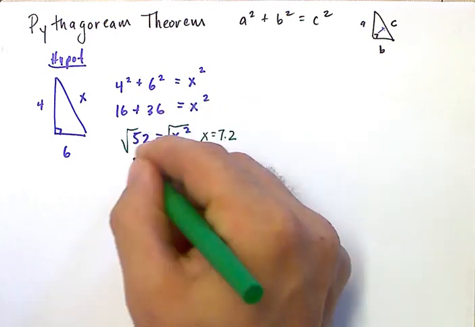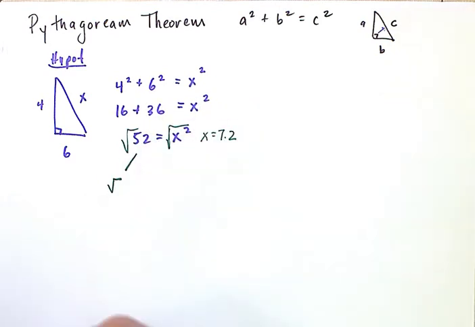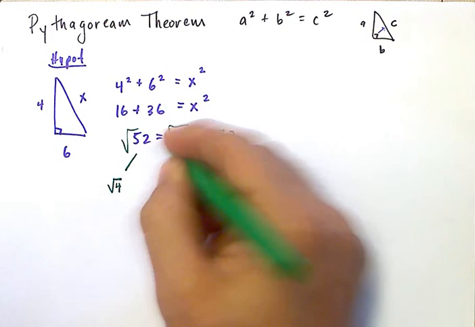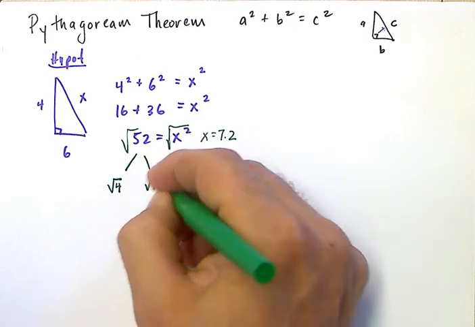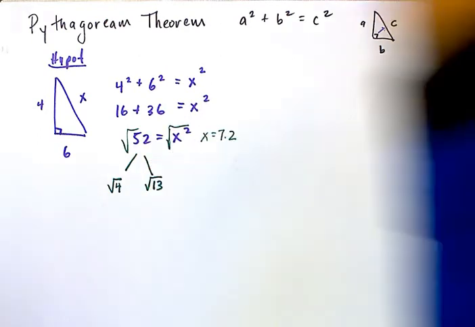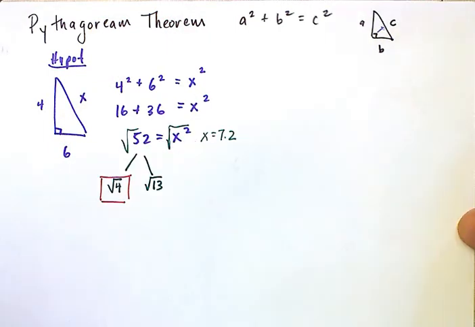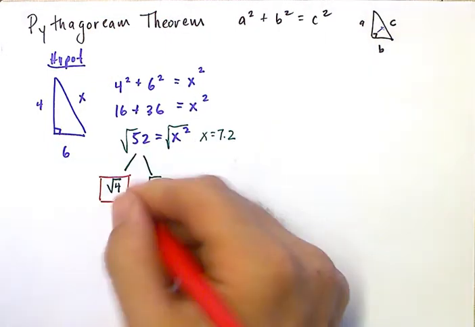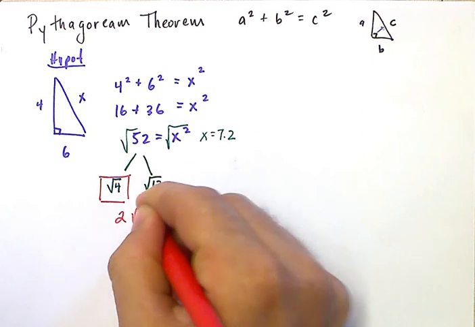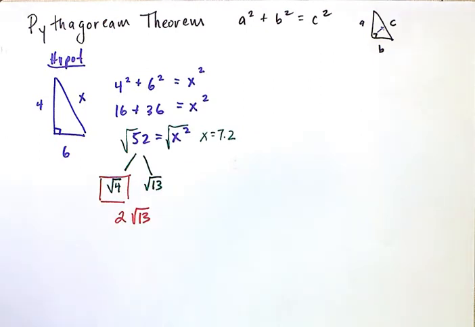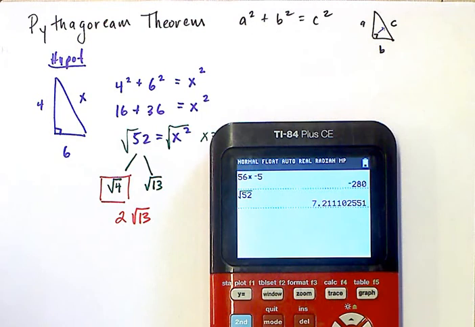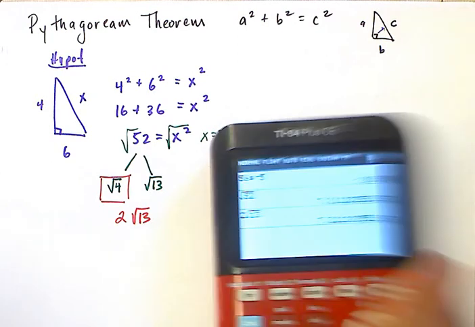So what you need to do is simplify with a factor tree down to 4 and 13. Here you have a prime number, here you have a perfect square of 4, so you could say the result of this is 2 square root of 13. Now a key piece to this is if I put in 2 square root of 13 into my calculator, it's the same result, 7.2. And that's what you'll start to realize.